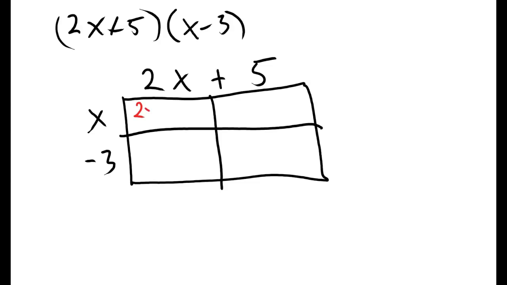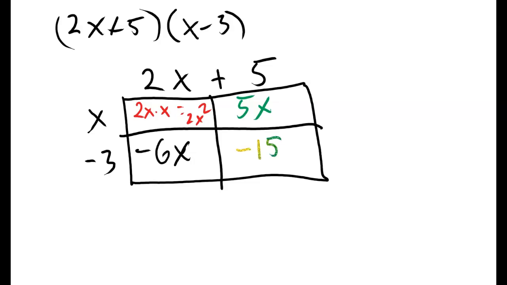So this one here will be 2x times x, which is 2x squared. And then this one here will be 5x. And then when I move down here, I'm going to start to run out of colors after a little bit here. I'm going to get a negative 3 times 2x, so that's a negative 6x. This negative 3 times this 2x is a negative 6x. And then when I move over to this last one, I look up above, I have a 5. To the side, I have a negative 3. A 5 times a negative 3 is a negative 15.